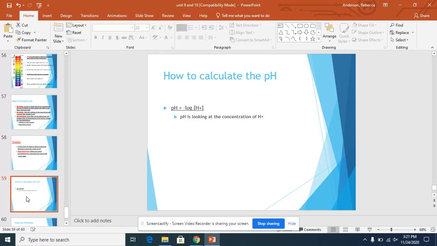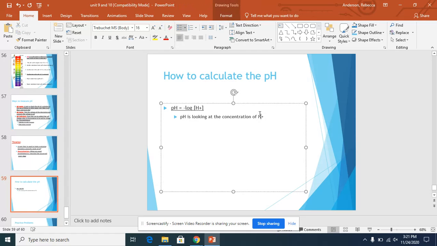So how do we calculate pH? Well, you have this formula. Your pH is the negative log of your concentration. Another way of saying concentration is your molarity. So I also want you to write down capital M equals the concentration, which is what's in brackets, H. So I do want you to write that down as well, because it's all the same thing.